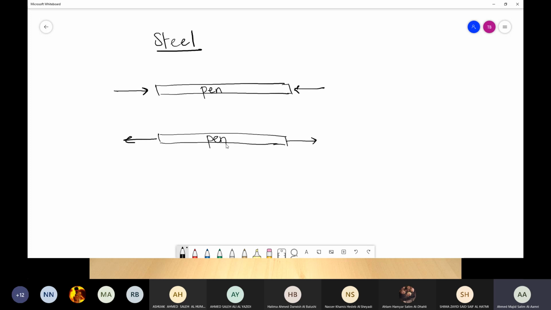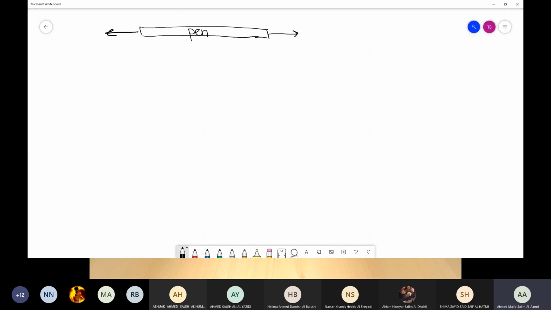But we'll have another scenario. Let us assume that we have a stick. We have a very long stick and it's very narrow. Now, if I apply compression, and this is sitting on the ground, so another compression force is coming from here. What will happen? Once again, the pen is short, so that's why nothing is going to happen.